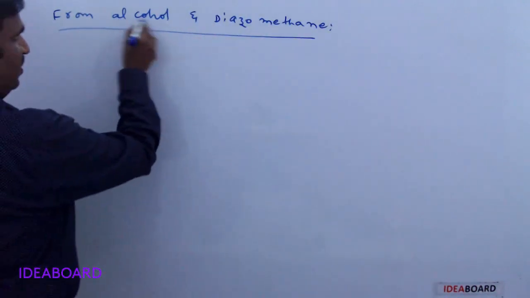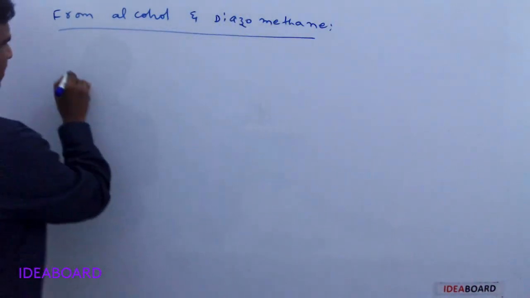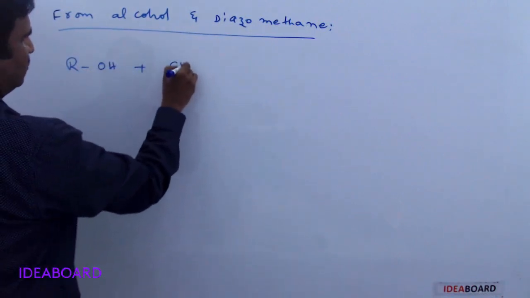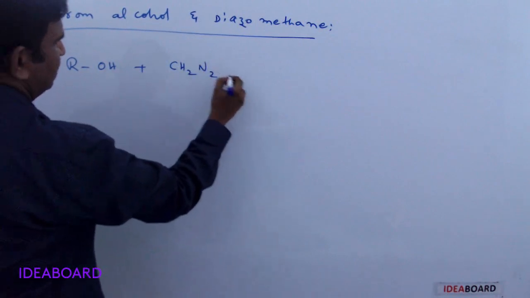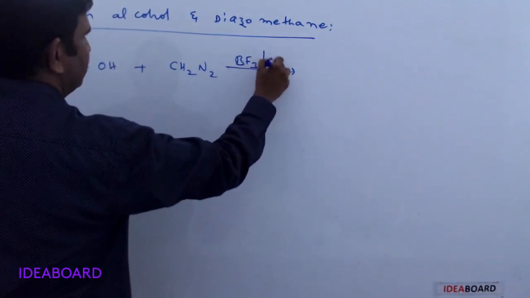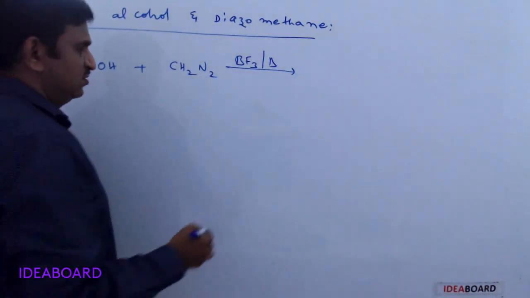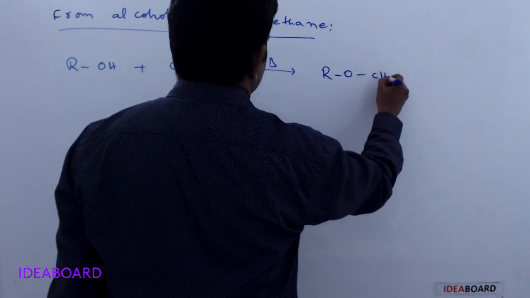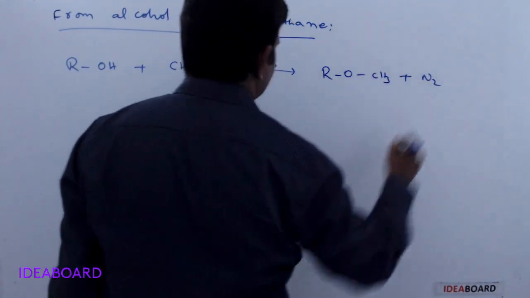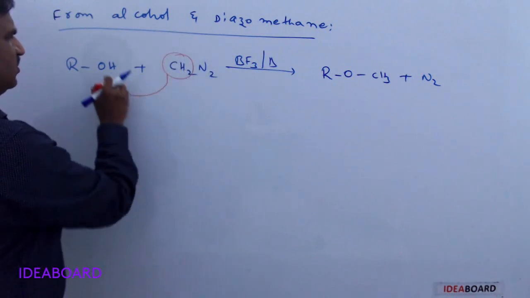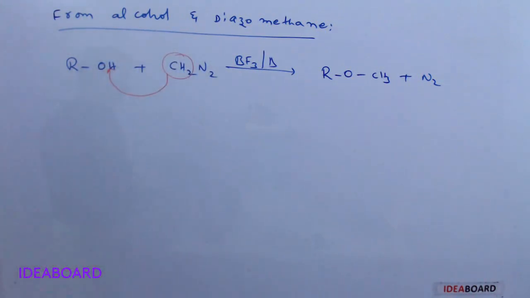Next one, from alcohol and diazomethane. Here we are taking ROH. Diazomethane means CH2N2. This reaction occurs in the presence of BF3 at high temperatures. Okay, and then it forms ROCH3 plus N2.